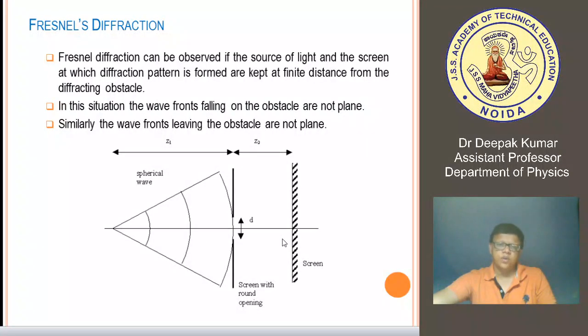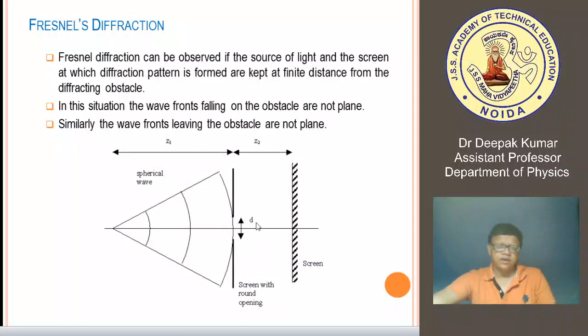So no lenses are required in case of Fresnel class, and the distance between the slit and the source and the slit and the screen will be finite, and the type of wavefront which is used in this particular format is either a spherical wavefront or a cylindrical wavefront. And lastly, the diffraction pattern which is obtained on the screen is basically the modified image of the slit or the modified image of the object which is used for the purpose of diffraction.